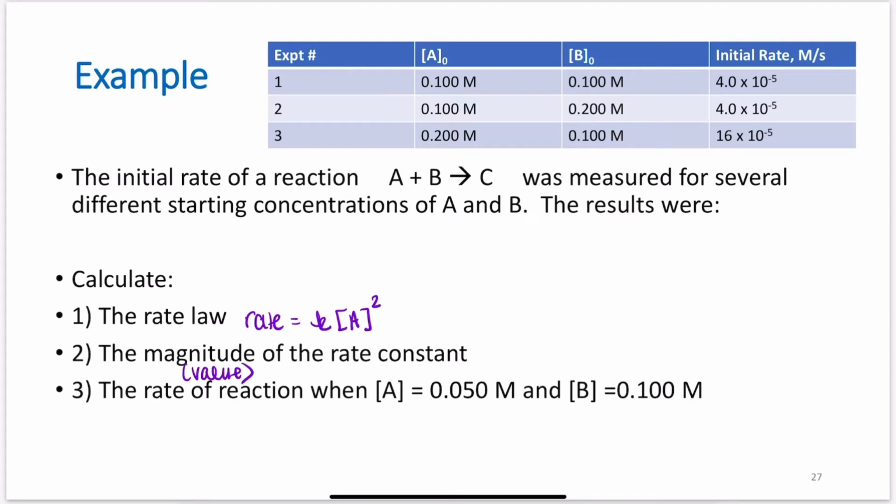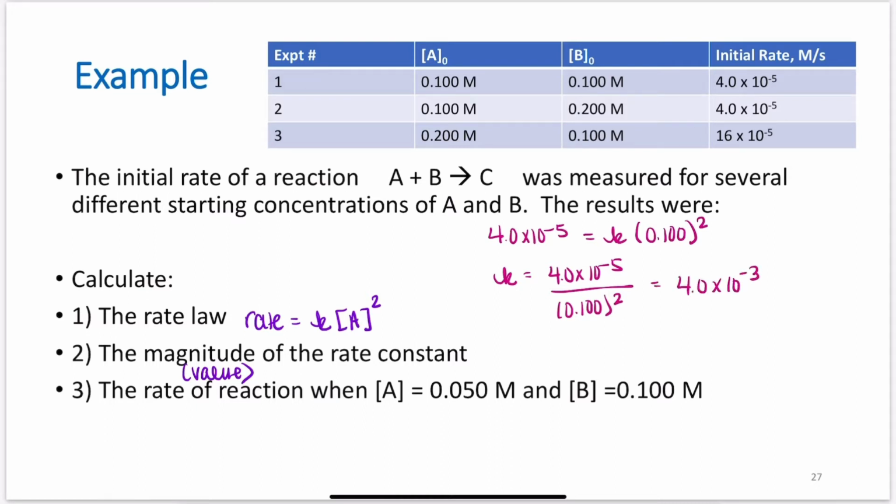I'm now going to pick any one of my runs, 1, 2, or 3. I usually just go for 1 because it's the easiest. It will be constant throughout, though. I'm going to plug all my values into my rate law to solve for k. So 4.0 times 10 to the minus 5 is equal to the rate constant k times the concentration of A, quantity squared. Solve for k. 4.0 times 10 to the minus 5 over 0.100 quantity squared gives me a value of 4.0 times 10 to the minus 3, and this is molar to the minus 1, second to the minus 1.